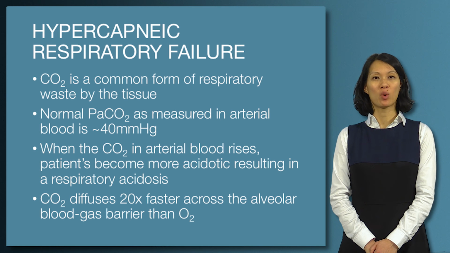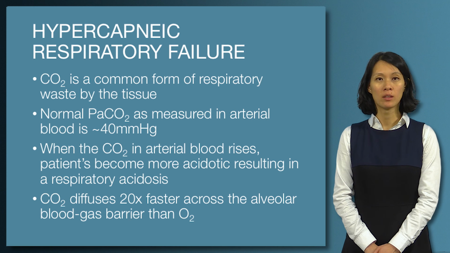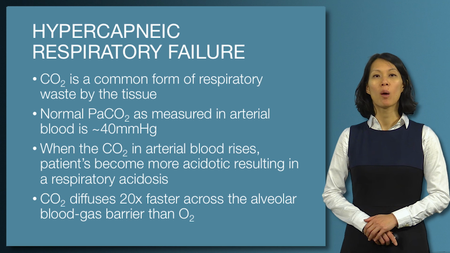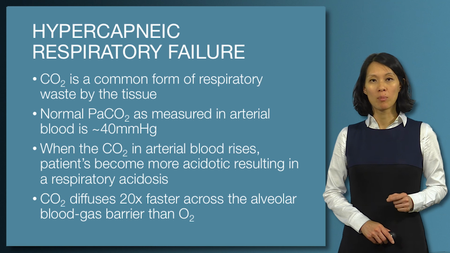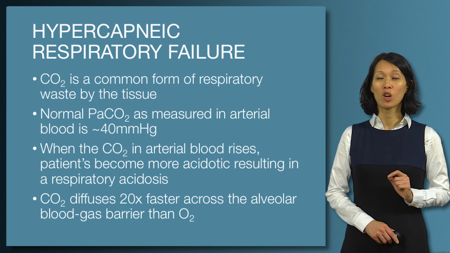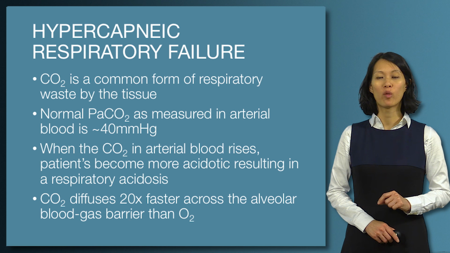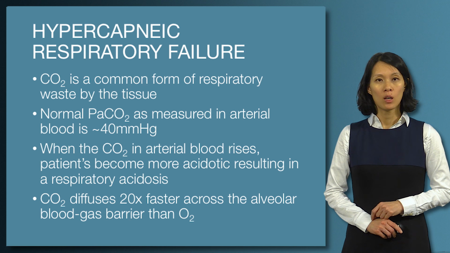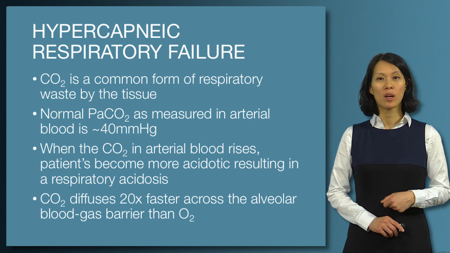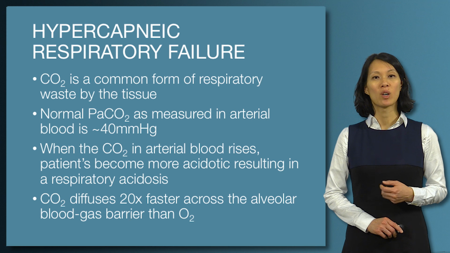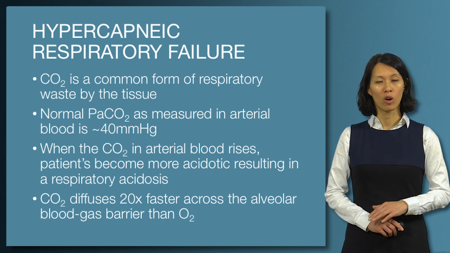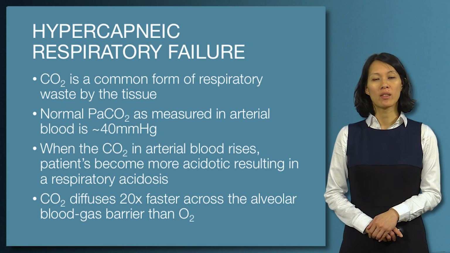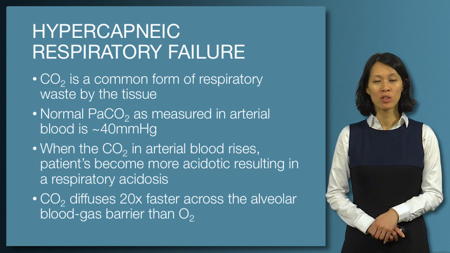The second type of respiratory failure is caused by hypercapnia. As you remember, CO2 is the most common form of respiratory waste by your tissue. Normally, when we measure a PaCO2, so the CO2 within the arterial blood, it's measured at around 40 millimeters of mercury. When the CO2 rises, patients become more acidotic, resulting in respiratory acidosis. This process can be potentially acute or chronic in nature. Don't forget that CO2 diffuses 20 times faster across the alveolar blood gas barrier than oxygen.